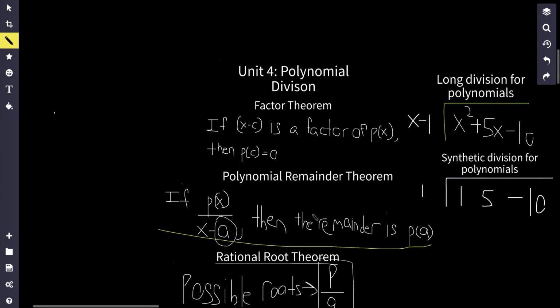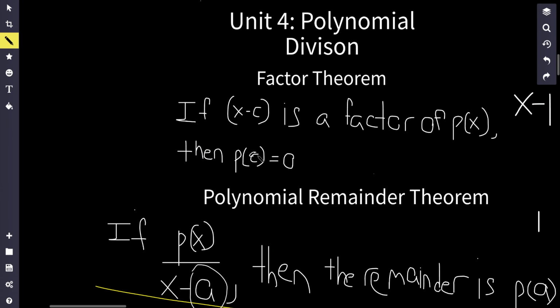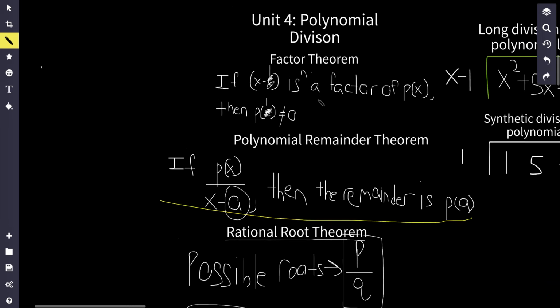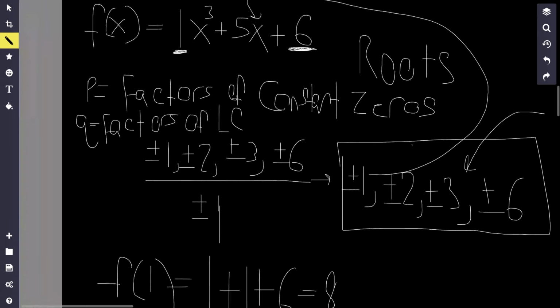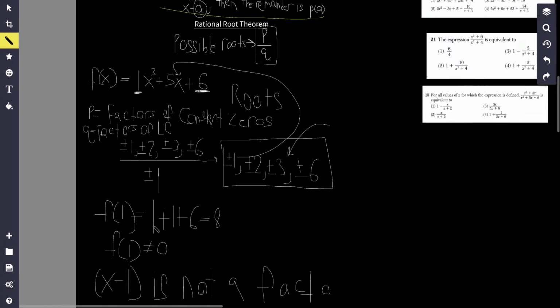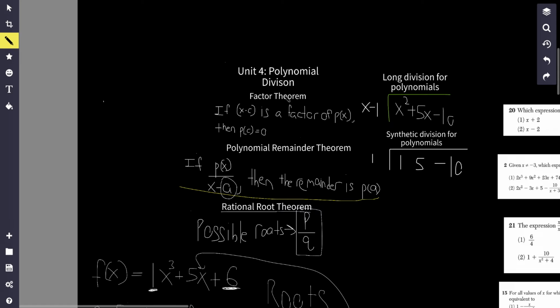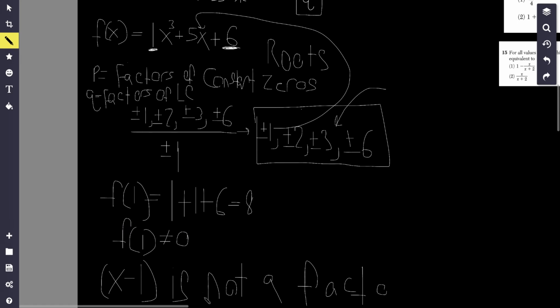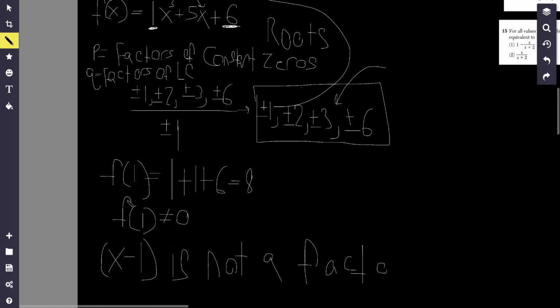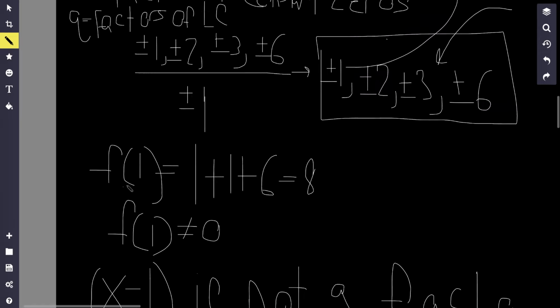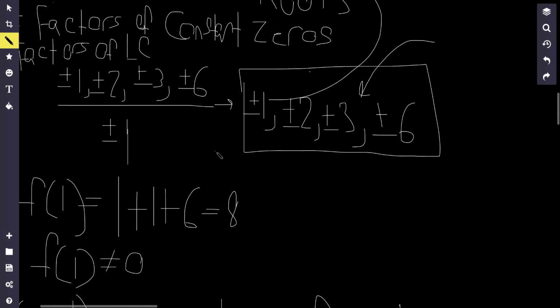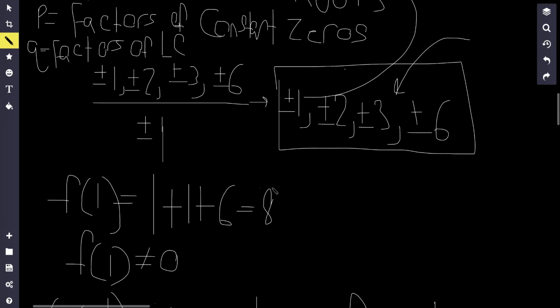If in this case I plug in f of 1, and it's not equal to 0, that means that x minus 1 is not a factor of p of x, or in this case f of x, because that's the function we're dealing with. I can use the factor theorem, plug in all of these numbers, and check if f of that number is equal to 0 or not, and then determine if it's a factor or not.